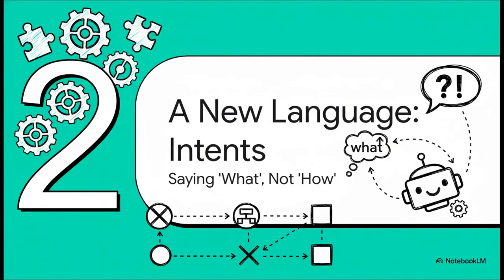Okay, so how do we fix this? Well, this is the first big piece of the puzzle. To solve all the problems that come with that old imperative model, we need a completely new way to talk to the network. We need a language that lets us express what we want without giving away our entire strategy. And this new language is called intents.